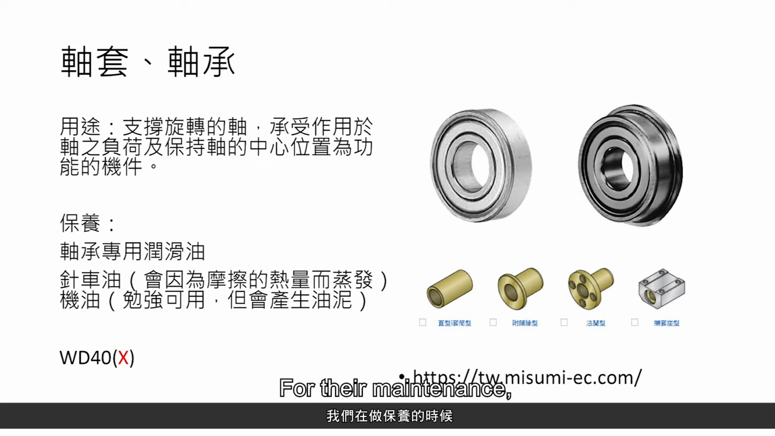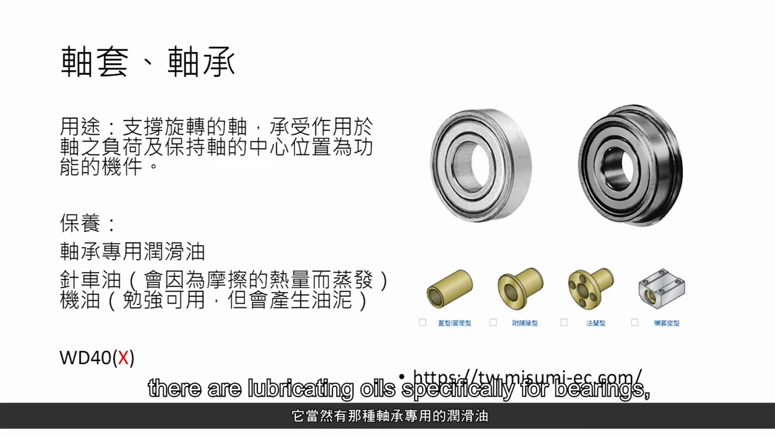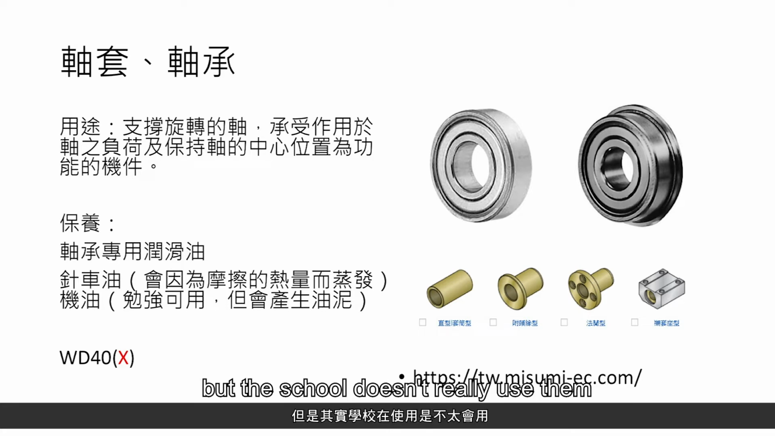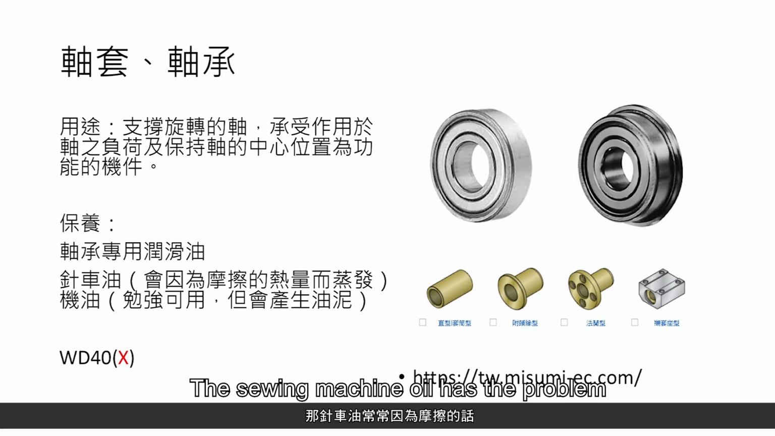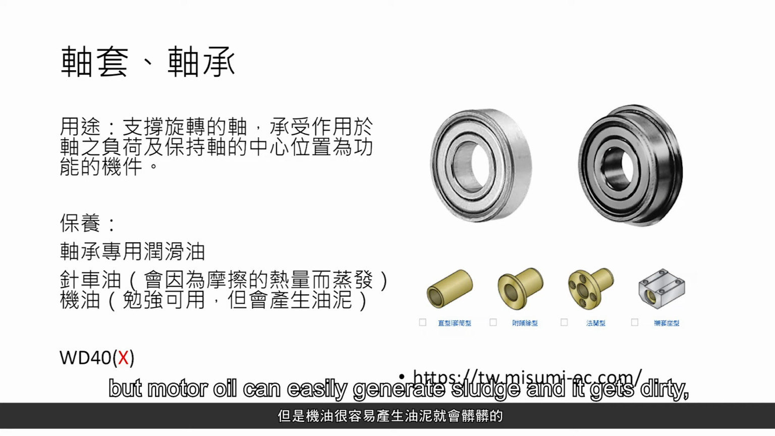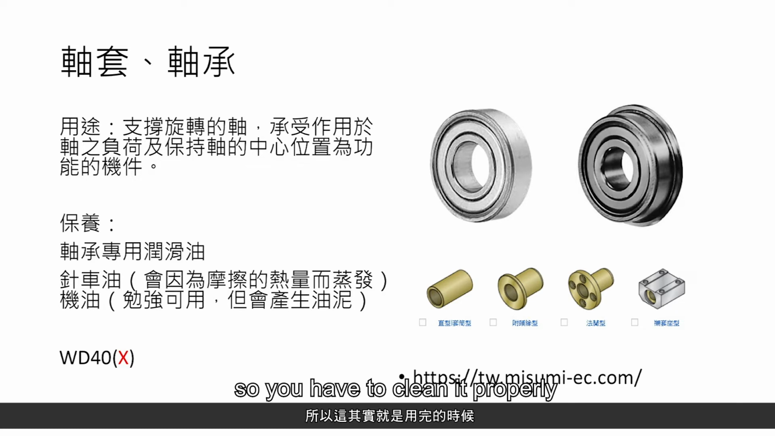For their maintenance, there are lubricating oils specifically for bearings, but the school doesn't really use them because it's required to buy in bulk, so we usually use sewing machine oil that's very accessible. The sewing machine oil has the problem of evaporating due to friction. Motor oil is barely accessible, but motor oil can easily generate sludge and it gets dirty, so you have to clean it properly after each use.